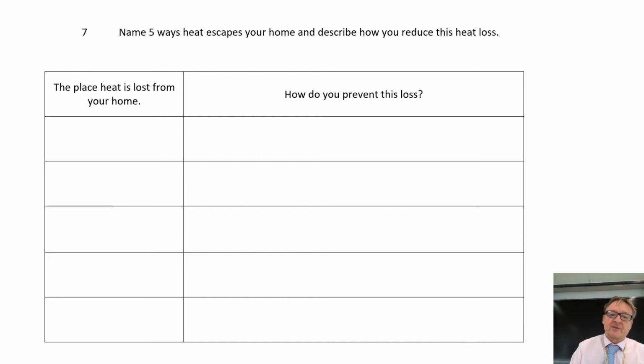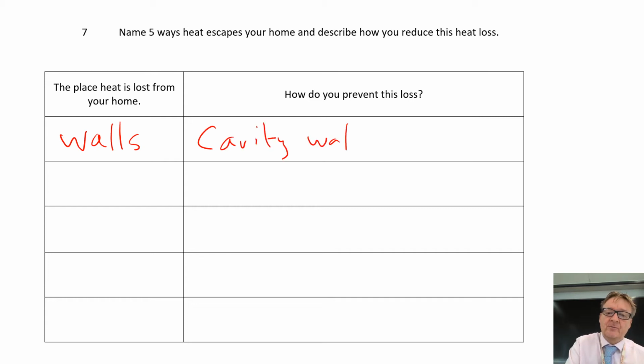Now, question number 7. Name 5 ways heat escapes from your home and describe how you reduce this heat loss. So what you need to do now is you need to think, just picture your house, right? Where do you think heat is actually getting lost? First one is through the walls, right? So literally heat can get through the walls, right? You wouldn't imagine it, but it can. One of the best ways of solving that is cavity wall insulation.